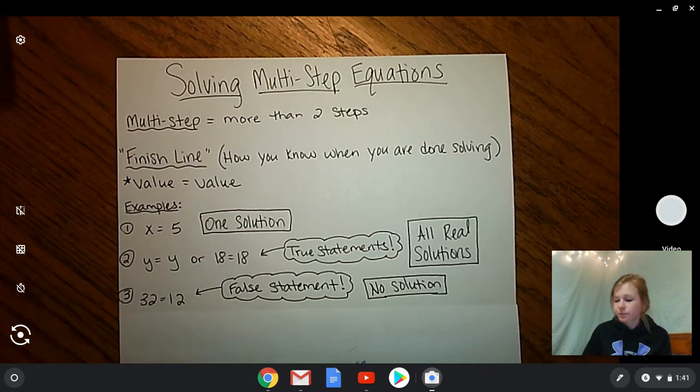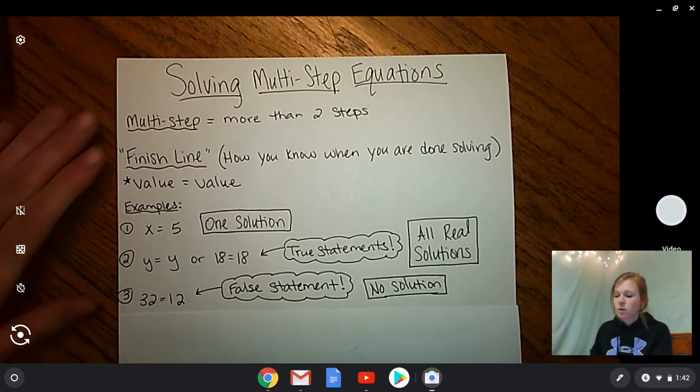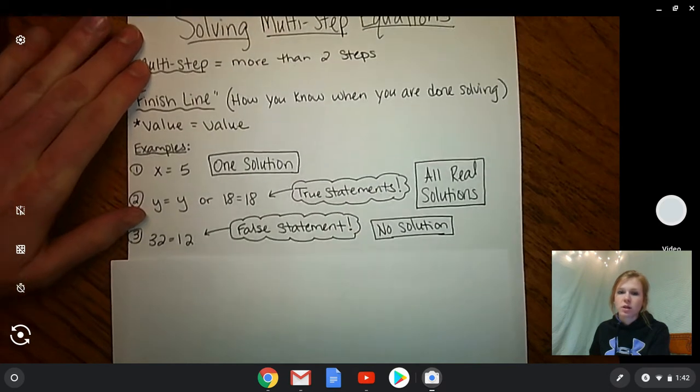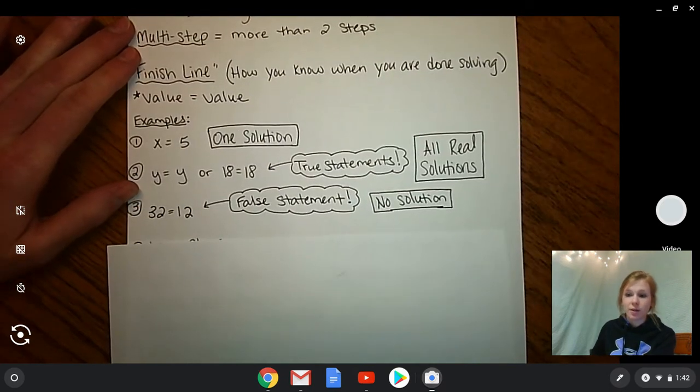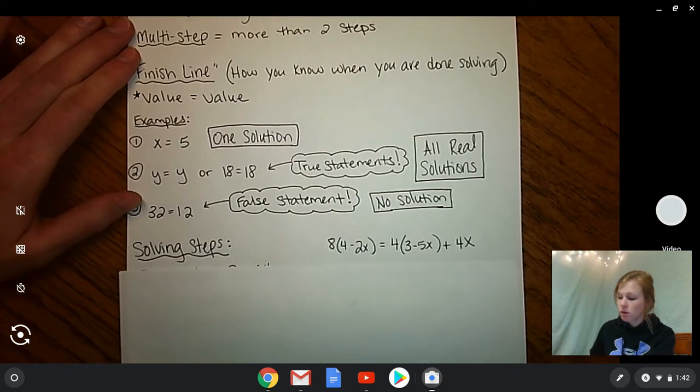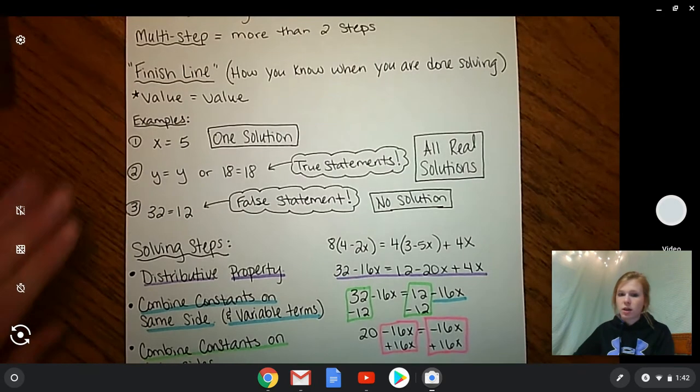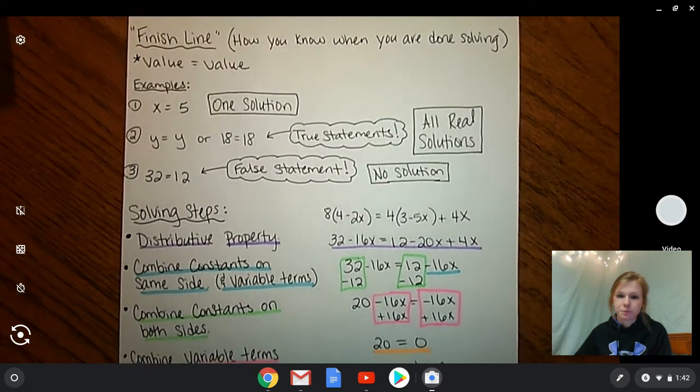So what I want to do is I have kind of outlined the steps that I use when I solve multi-step problems, and I'm going to share my steps with you. I have also color coordinated them with an example so that I can show you what I'm talking about. So I'm going to slide my notes up a little bit. You can always pause the video if you need to and if I'm talking too fast. So here is my example.